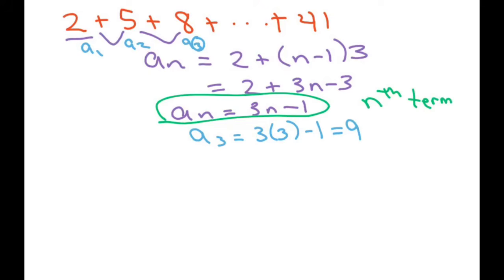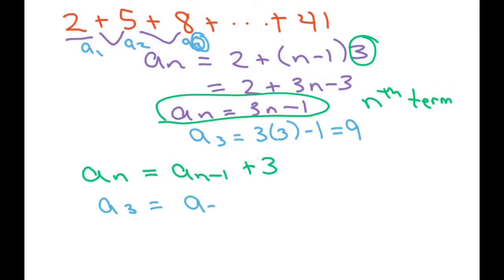Your recursive formula is a sub n equals a sub n minus 1 plus d. Our common difference is 3. And so plug in this 3 again. So a sub 3 equals a sub 2, the previous term, plus 3. So a sub 3 equals 5 plus 3, which equals 8. And this should have been an 8.